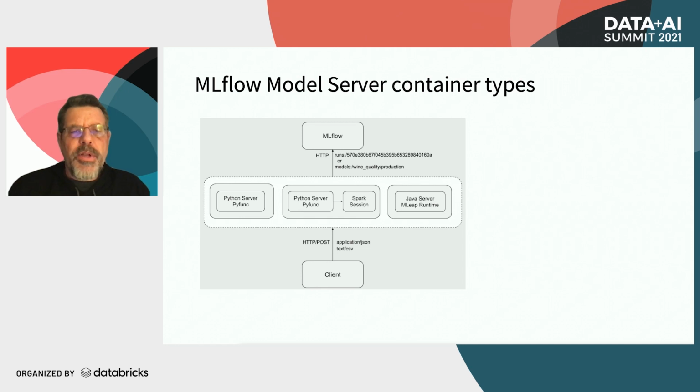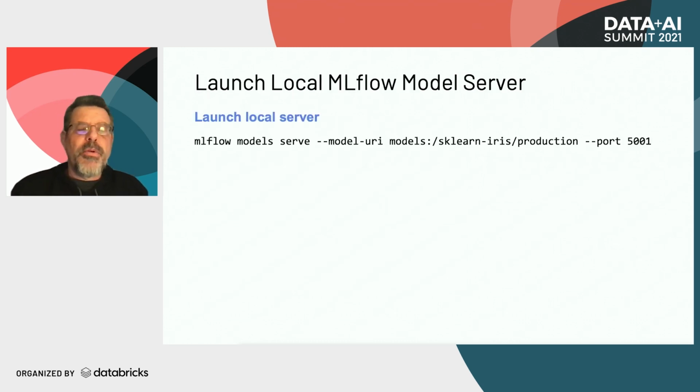Getting even more technical, here's an example of, at the bottom, a client submitting a request, putting the content type there. It's an HTTP POST request, and then we have three choices. If we deployed the standard Python server, then in the middle we have the Spark ML server, and then on the right we have the MLeap runtime. So those are three different ways we could deploy this, and then it returns essentially a prediction.